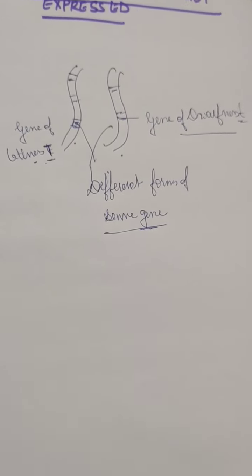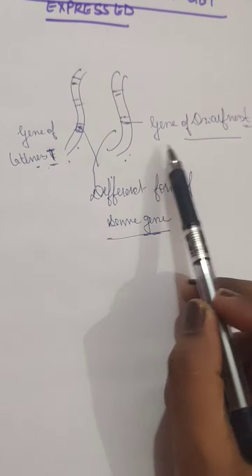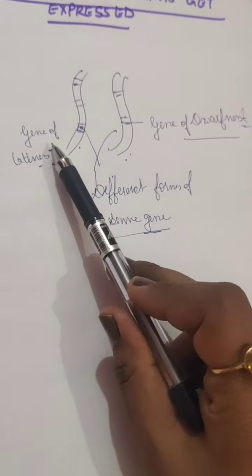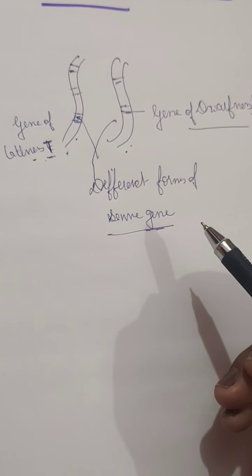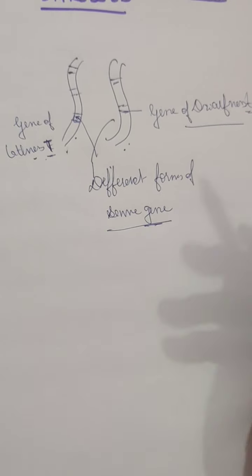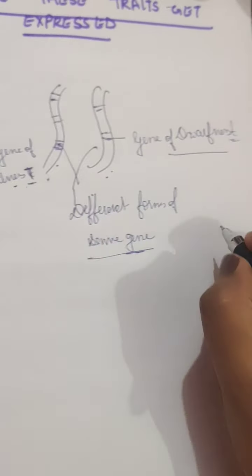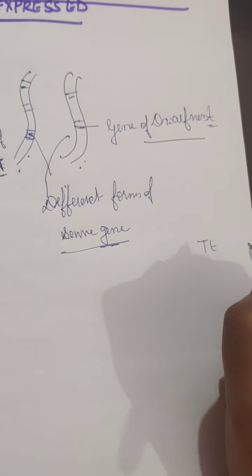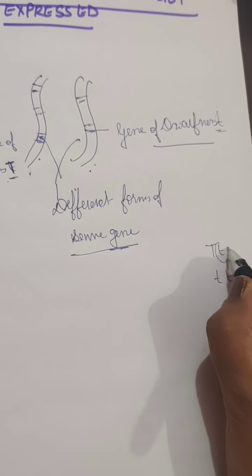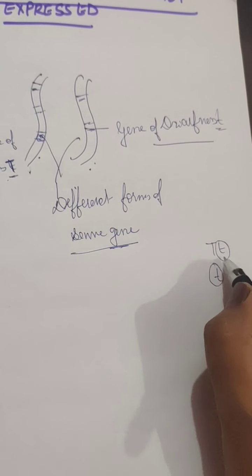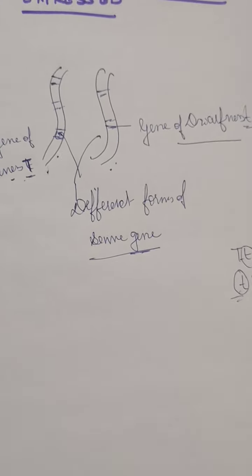Now if a father has a tall gene and the mother has a short gene of dwarfness, and maybe the dominant is tallness, the children will be tall. Okay, but then in the next generation it can be 50-50. But if the father has a gene of T and the mother has a gene of T, and if this T combines with this T, then the child will have a short height.